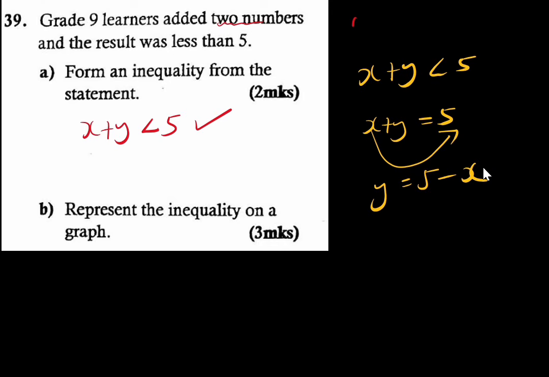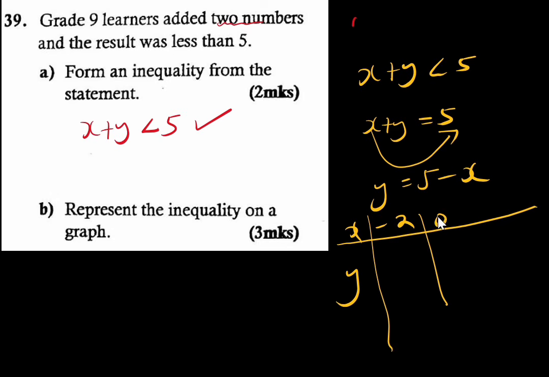So we can make a table so that we can go and plot that line. So here we have a table. I put here x, I put here y. You can pick any values of x and y. So I'm going to pick, for example, negative 2 and pick 0. I can pick 2. I can pick 4 and so on.